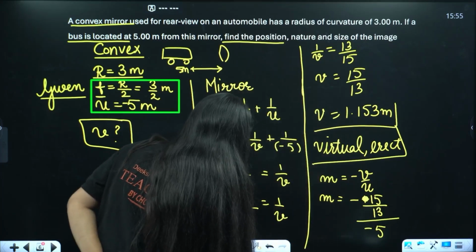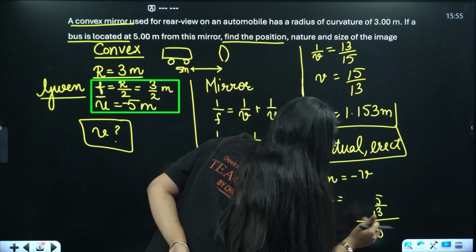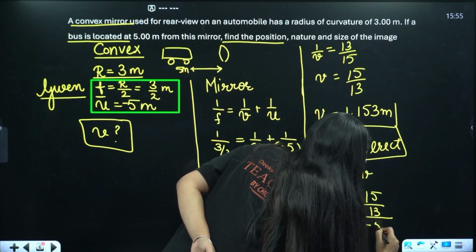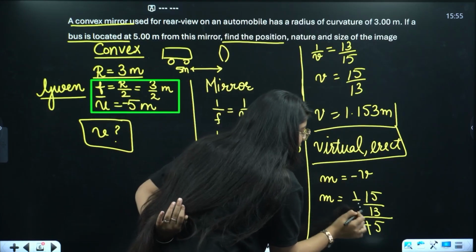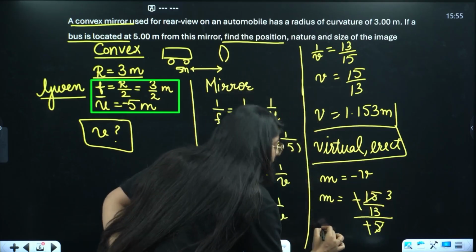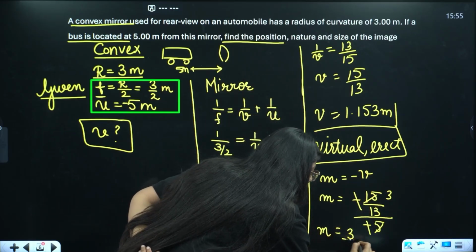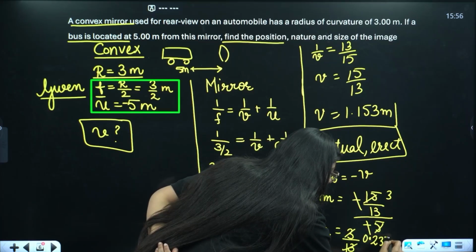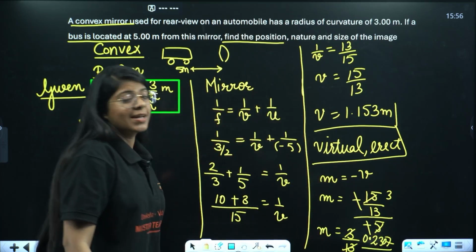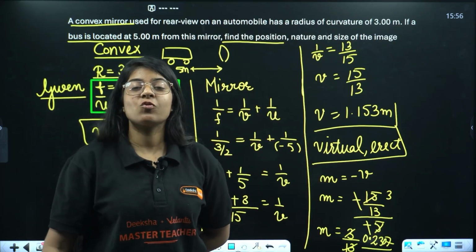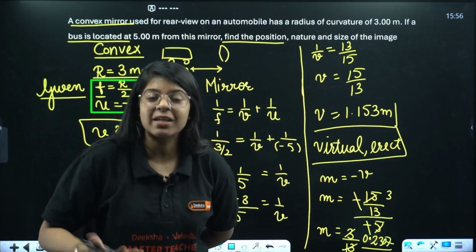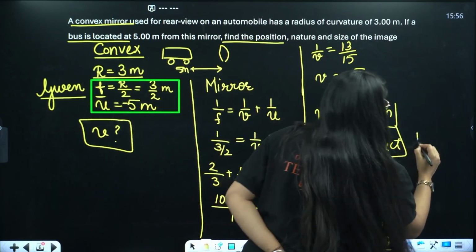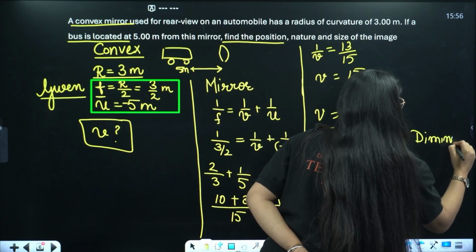So what we can do is, minus 15 by 13 divided by minus 5, right? So this plus sign cancels, this cancels, 3. So my magnification will be around 3 by 13, which is around 0.2307. Right? So my image will be smaller than the size of the object, which is exactly the case of a convex mirror, because we know in case of a convex mirror the image formed is always diminished.